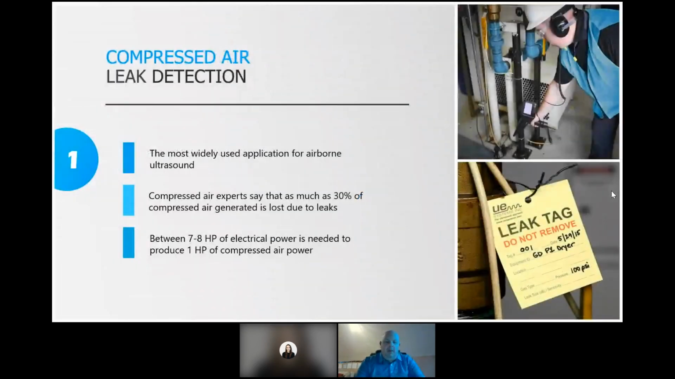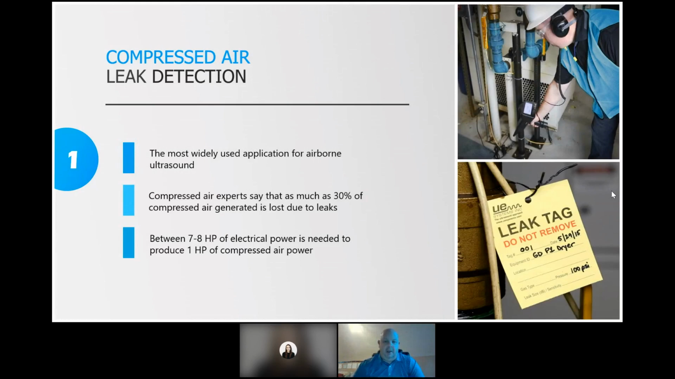So way number one that we can help to reduce energy waste using ultrasound is with compressed air leak detection. This is still by far the most widely used application for airborne ultrasound. It's the easiest application, and it's the application where, first time out of the box, you have the potential to more than pay for the cost of the tool.